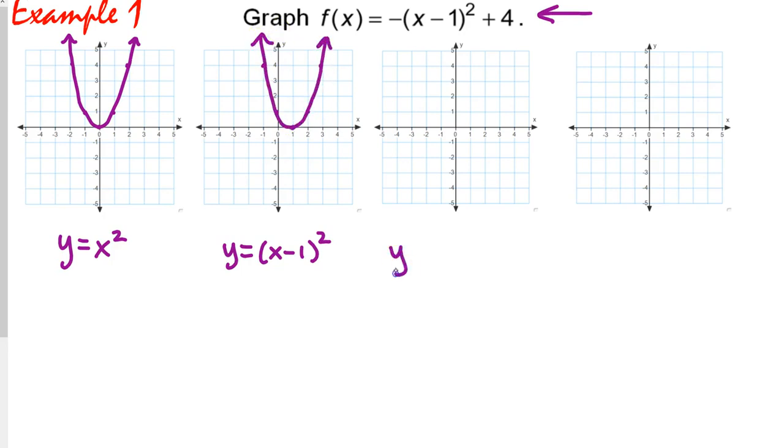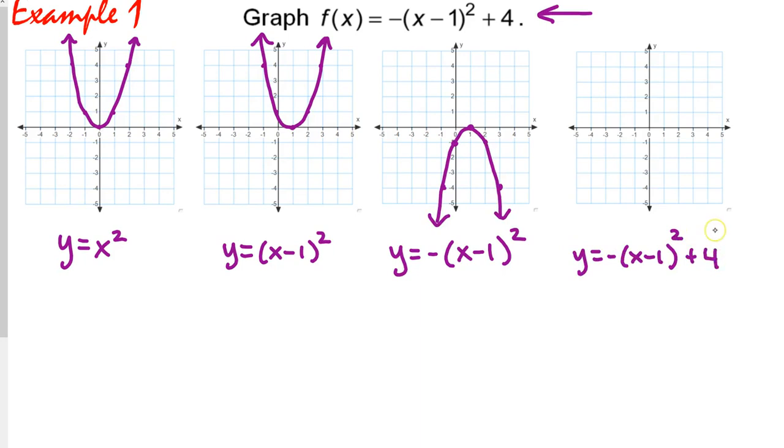Okay, now I'm going to multiply by a negative. That's the next step I see happening to this function. And that negative on the outside of the squaring is going to reflect it across the x-axis. So any point that's already on the x-axis is going to stay there. And then let's just reflect those other points. And we get this. And then finally, let's add the 4 to get our final graph.